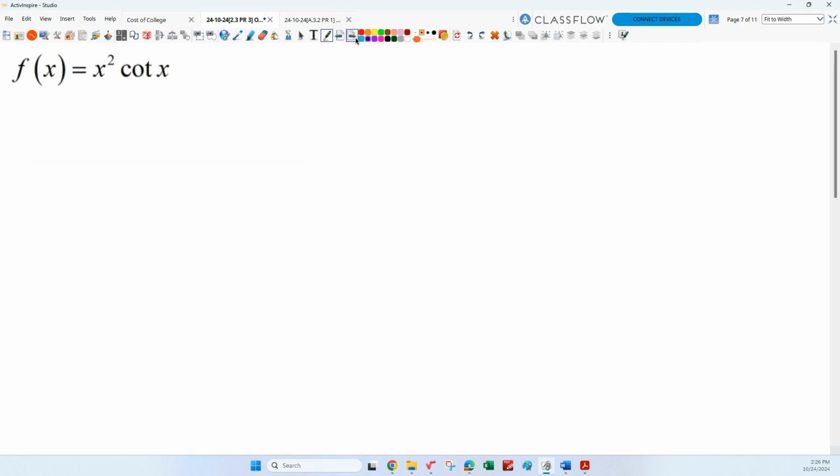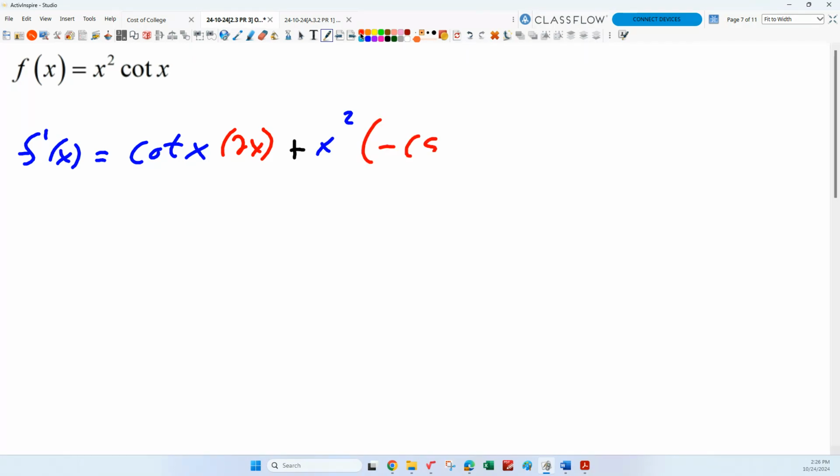Okay, how about this one? 2x. Okay, so it doesn't matter the order with the product rule, right? So you guys are choosing to do cotangent x times the derivative of x squared, which is 2x, plus x squared times the derivative of cotangent. Okay? So then we could simplify that a little bit, but not much.